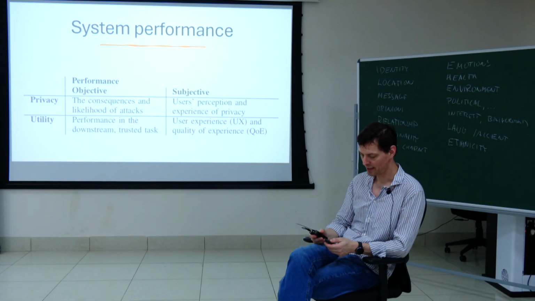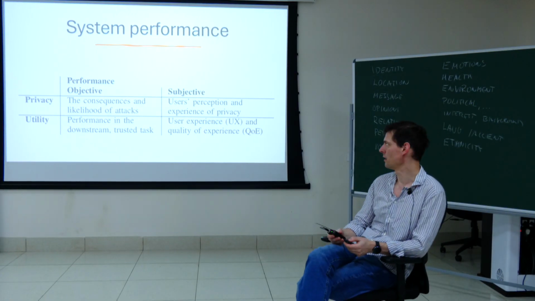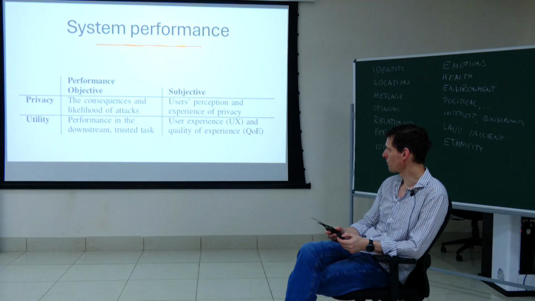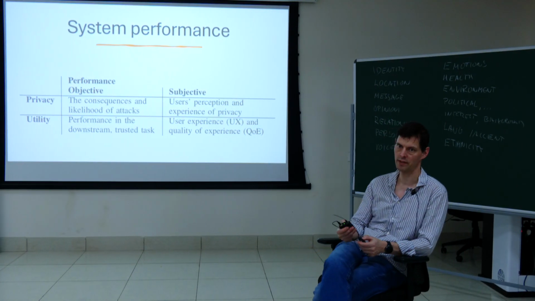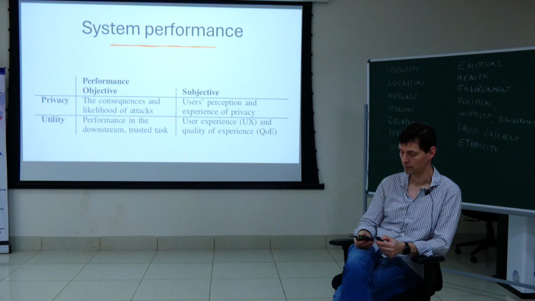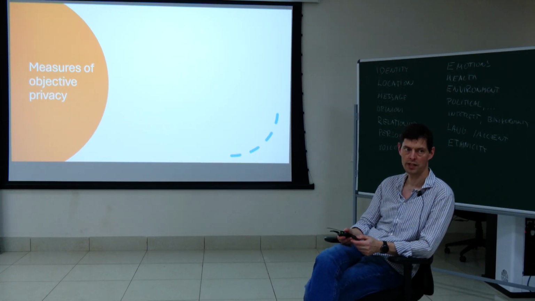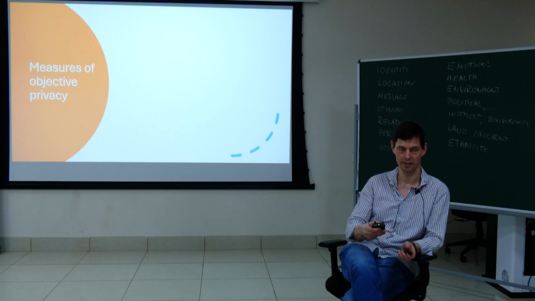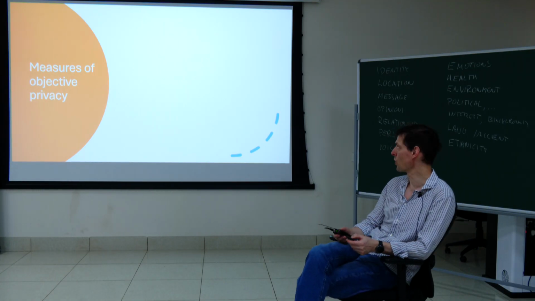But yeah, so we're at the performance measures. And now from this, it was privacy and utility, and both objective and subjective. So then we start with the objective measures of privacy. We discussed that already a bit before the break. Then there's still this time once more.